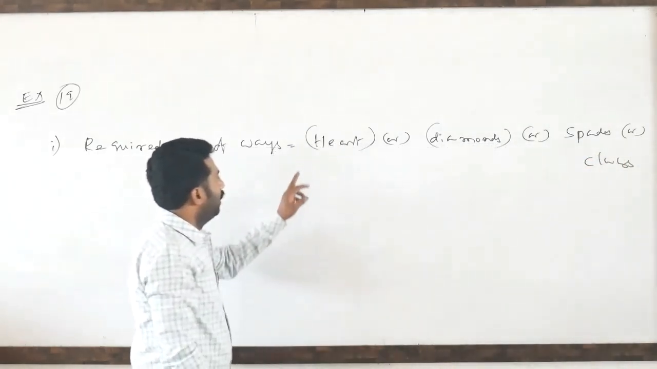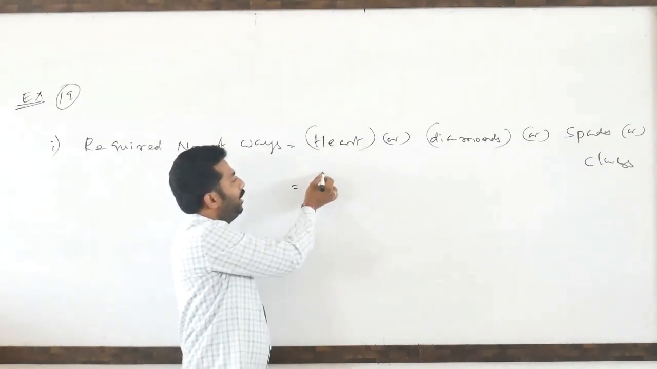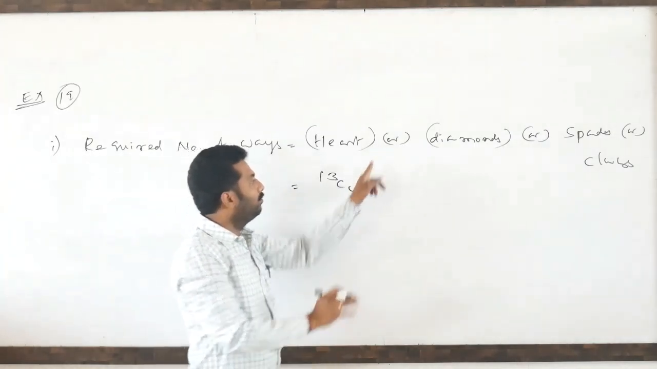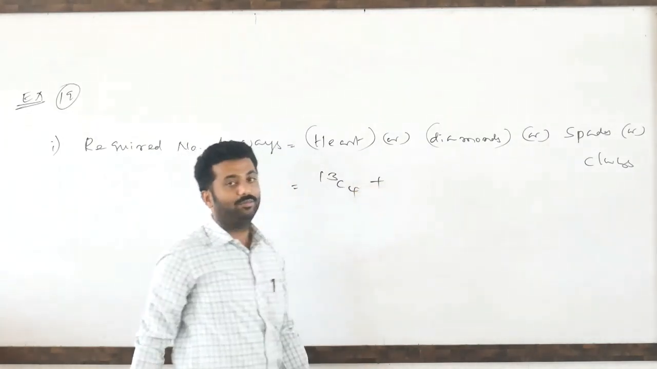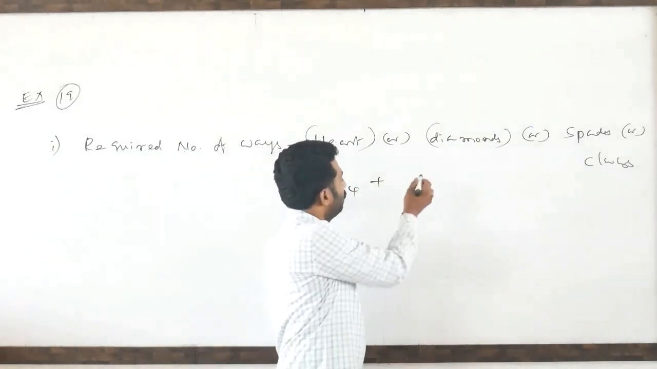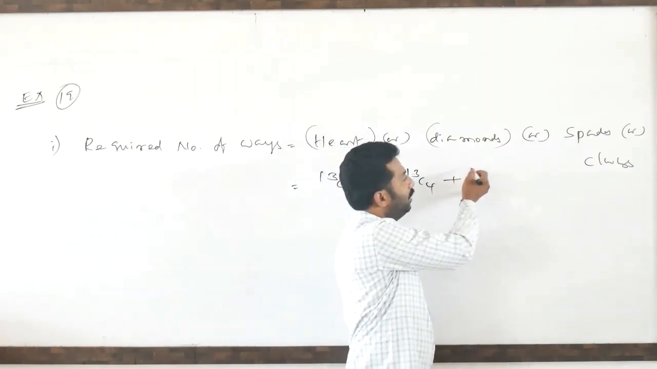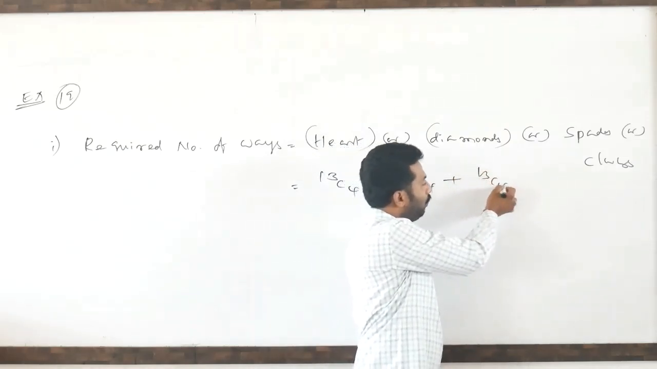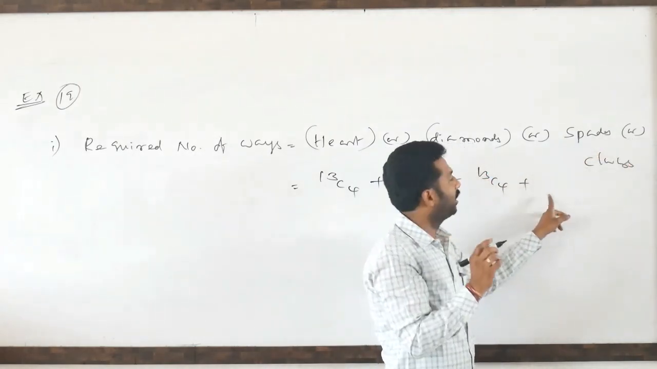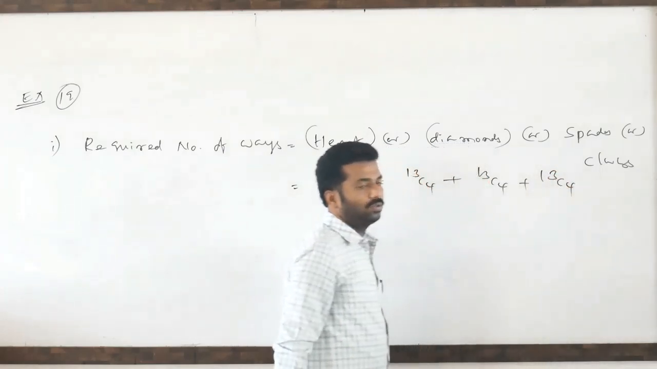See here, 4 cards we have to select. How many heart cards will be there? 13. How many you have to select? 4. OR means plus, fundamental principle of addition. Next, diamonds: 13 diamonds will be there, 4 we have to select. OR, 13 spades are there, 4 we have to select. OR means plus, AND means multiplication. Clubs: 13 clubs are there, 4 we have to select.